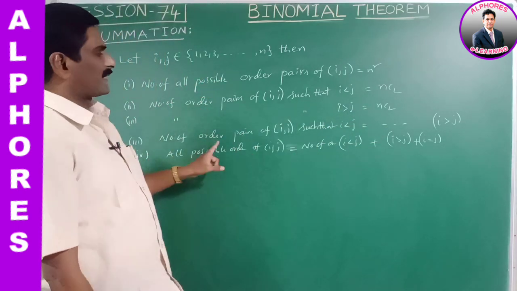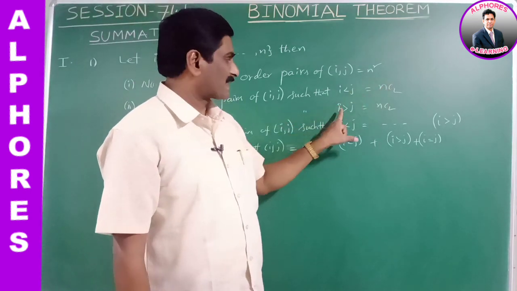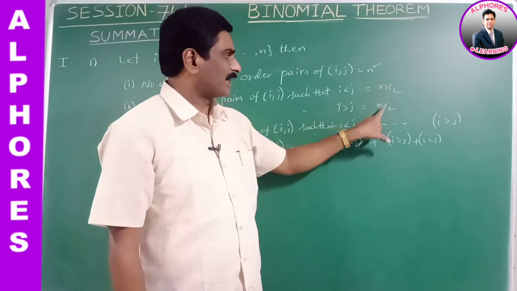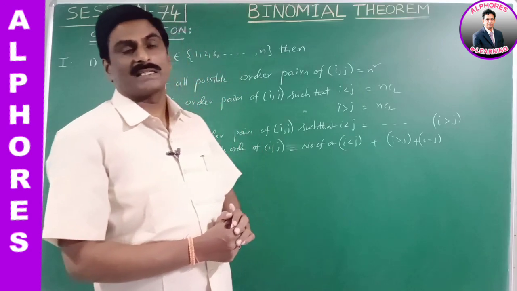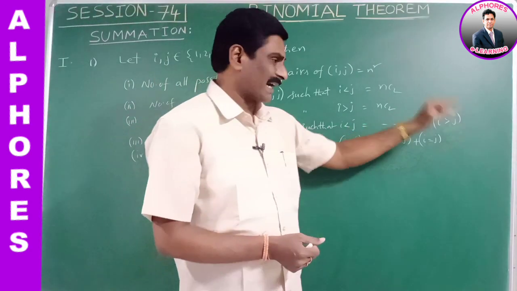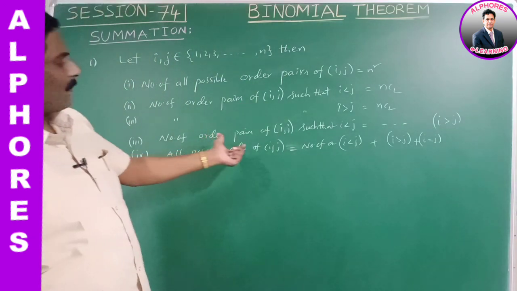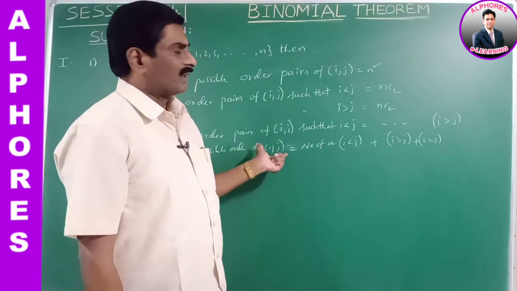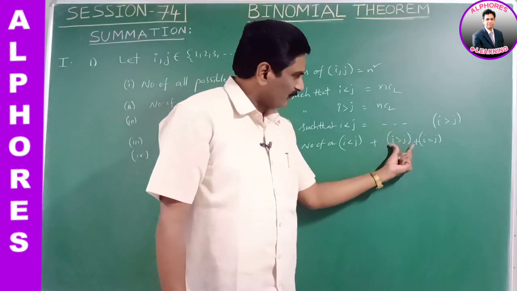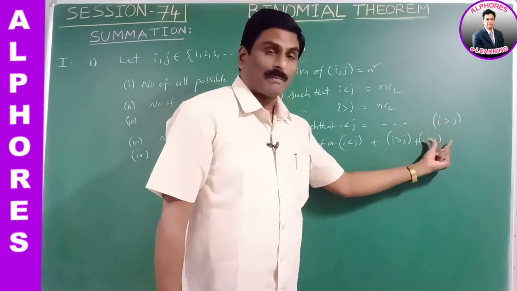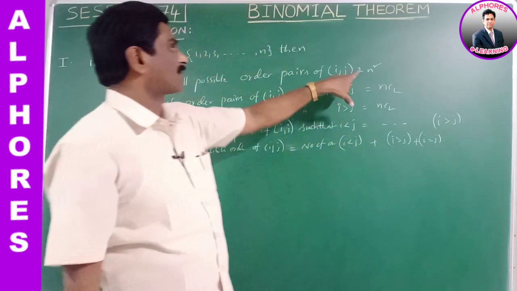Next, the number of ordered pairs of i, j such that i is less than j is equal to the number of ordered pairs such that i is greater than j. Please observe this value. It is nC2. Both are equal. Next, fourth one. All possible ordered pairs of i, j is equal to the number of ordered pairs with i less than j, plus the number of ordered pairs with i greater than j, plus the number of ordered pairs such that i is equal to j. The sum of these values is nothing but the total value.